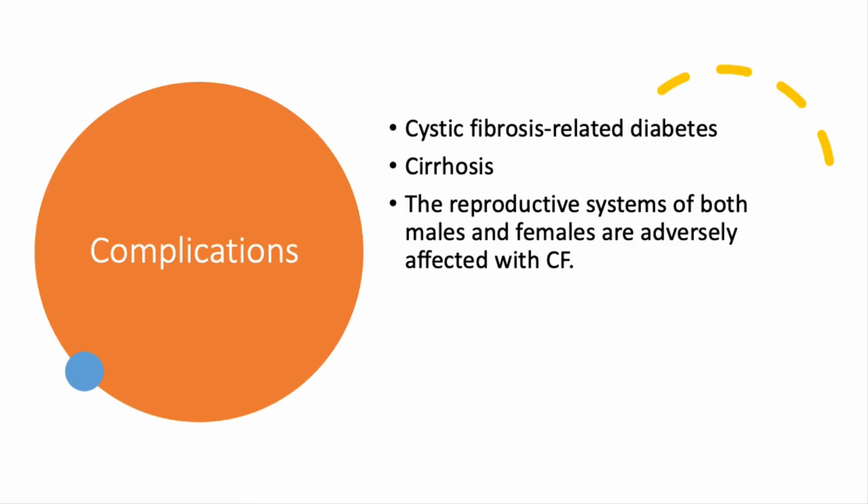Back to the pancreas for a moment. Many children develop cystic fibrosis-related diabetes because of the lack of insulin secretion. Cirrhosis is also common, and these patients have issues with their reproductive systems because of the role mucus plays in both of them.